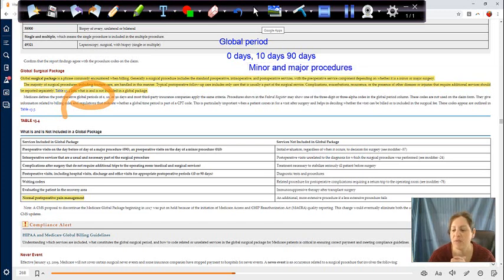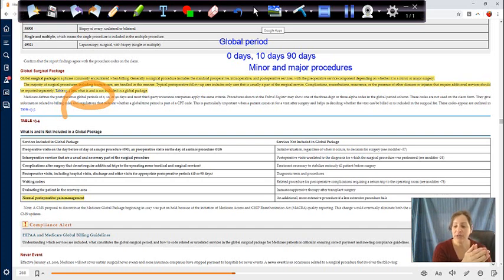What this means is that when you have a major procedure, you get your gallbladder out, you had a baby, you had brain surgery, orthopedic surgery, any kind of big thing, 90 days of follow-up care are included in the doctor's payment for that procedure. So when the doctor did the surgery, delivered the baby, 90 days of follow-up care was paid. Even if you never come back for follow-up care, he's going to get that money.